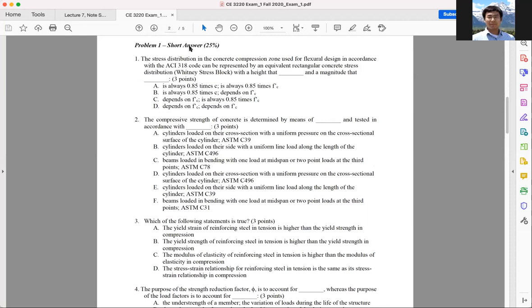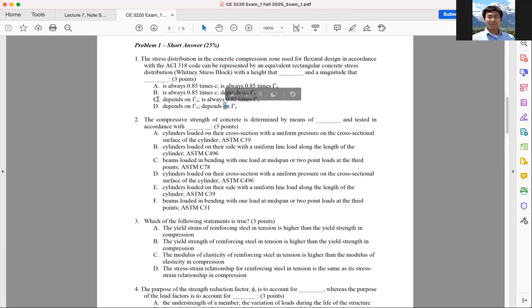So first one, short answers, 25%. Let me read out the first problem to you. The stress distribution in a concrete compression zone used for flexure design in accordance with the ACI 318 code can be represented by an equivalent rectangular concrete stress distribution, that is the Whitney stress block, with a height that and a magnitude that. So the height is dependent on f'c, because we need to determine the beta 1 value, remember? And the magnitude means the strength, which is 0.85 f'c.